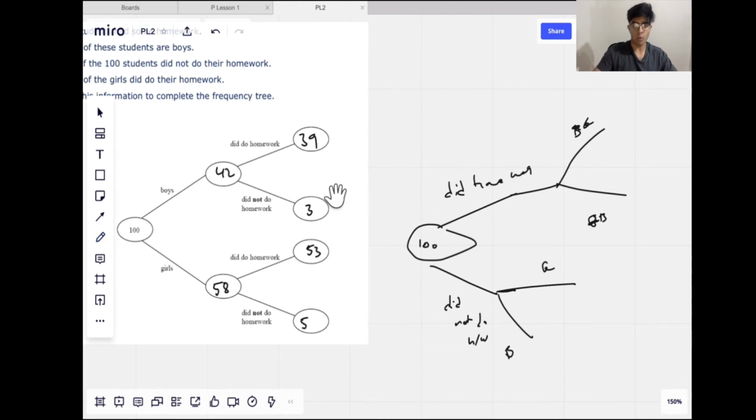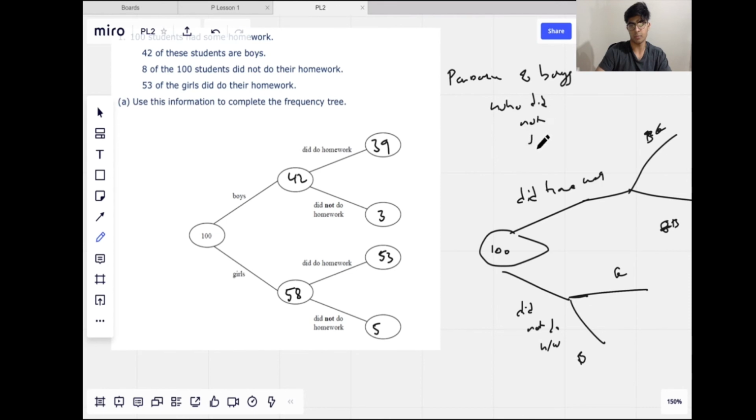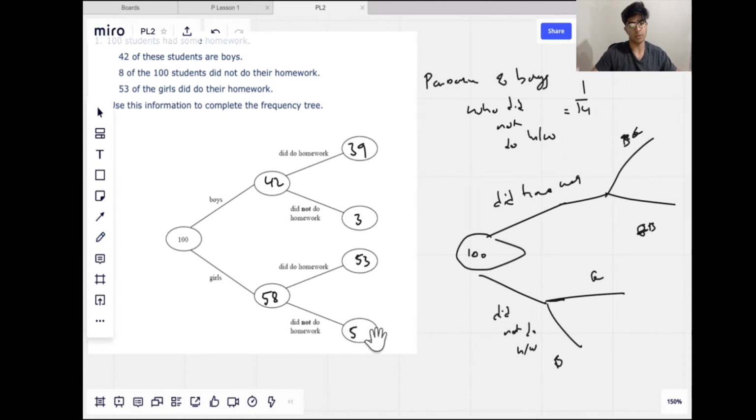So, why have we done it in this order? I'm presuming it's to think if the gender of the student has any impact on whether they did homework or not. And we're seeing 3 out of 42 boys did not do their homework, whereas 5 out of 58 girls did not. If we look at the proportion of boys who didn't do their homework, 3 divided by 42 is 1/14. So the proportion of boys who did not do homework is 1/14. And the proportion of girls who haven't done it is 5/58.